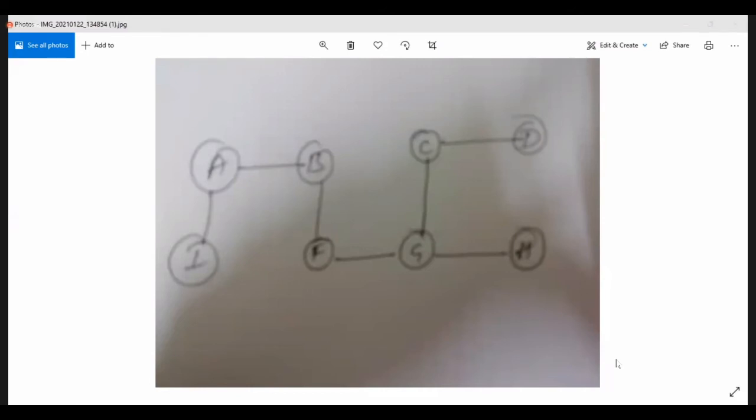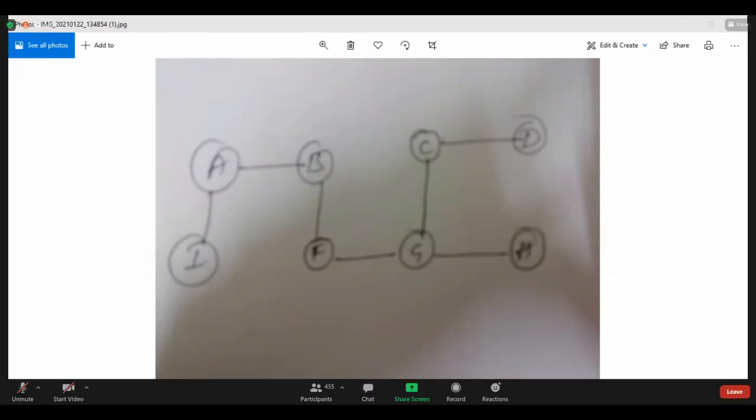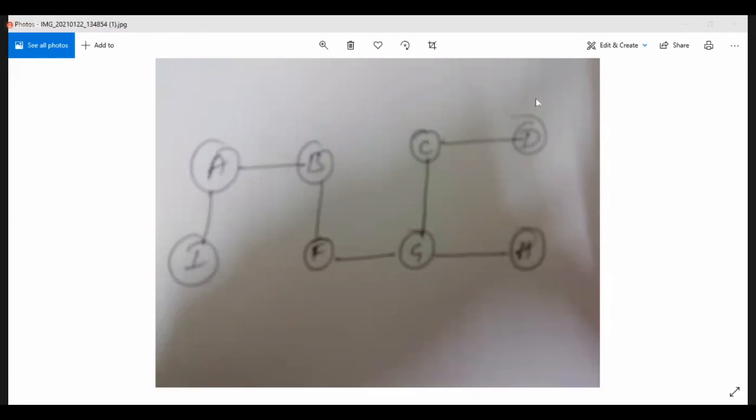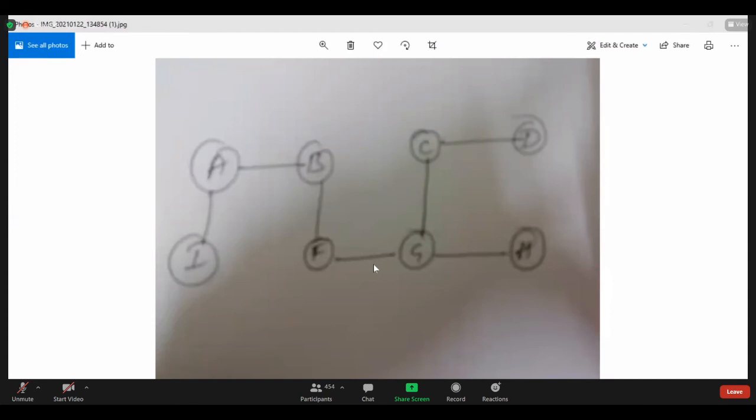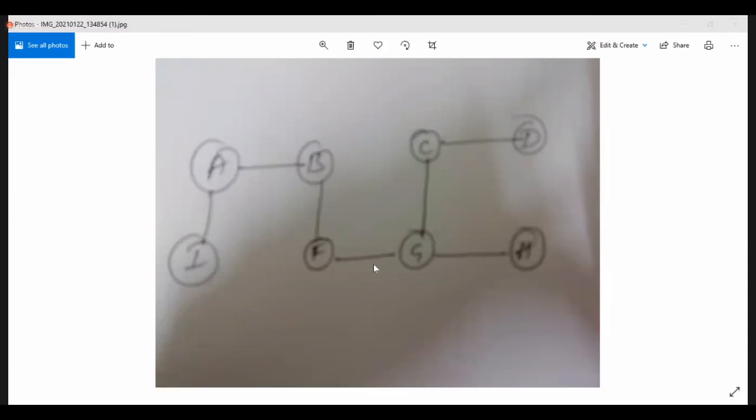Is it clear? The order in which we remove elements from the Q is the order we connect them to create a spanning tree. Clear? This is the final spanning tree, right? How I draw the spanning tree: according to the vertices I deleted from the Q, each deleted vertex I joined to the spanning tree.